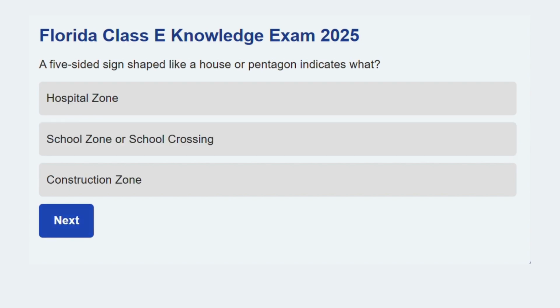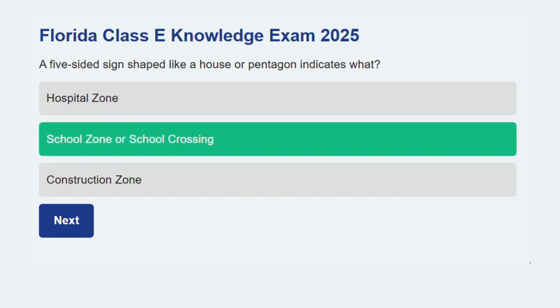Moving ahead. A five-sided sign shaped like a house pentagon indicates what? School zone or school crossing. This unique shape warns drivers of school-related areas.